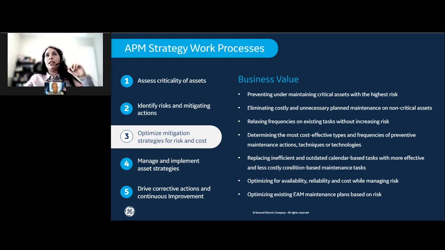Sometimes you can see that you have some action that is not mitigating any risk, or the value by which it reduces your risk is really low. This is where APM helps the user optimize the strategy and have a good strategy to be more effective for all the actions that you are performing.